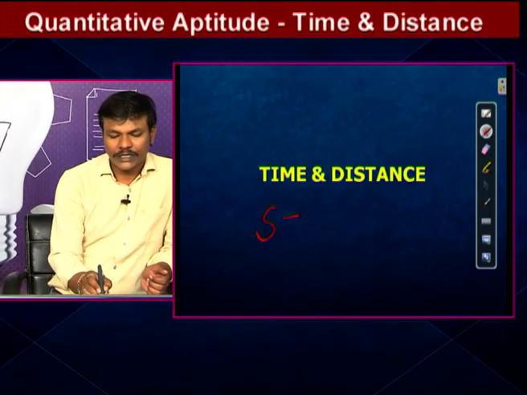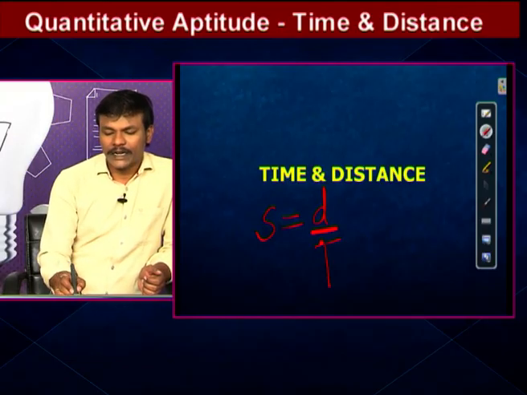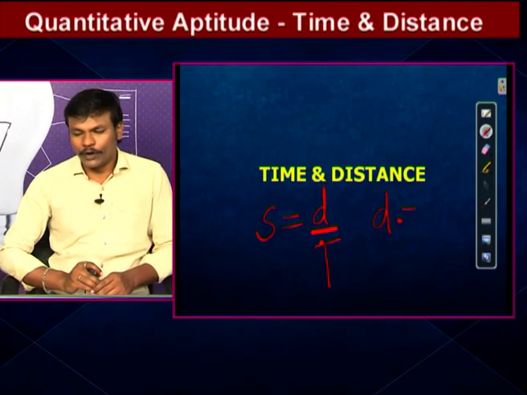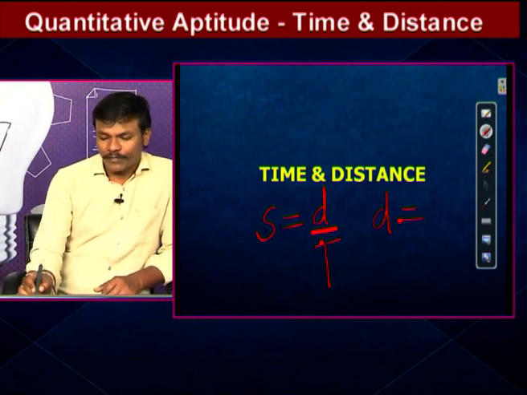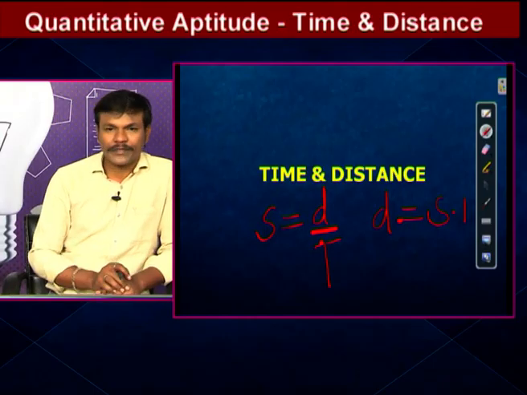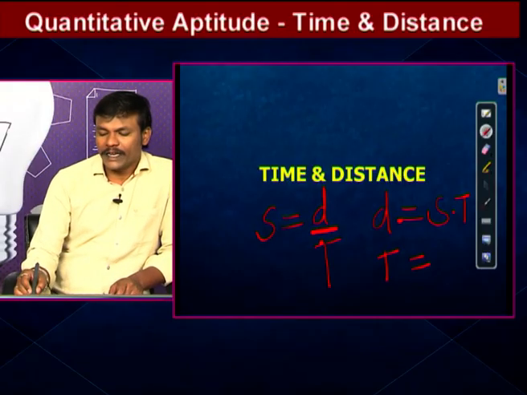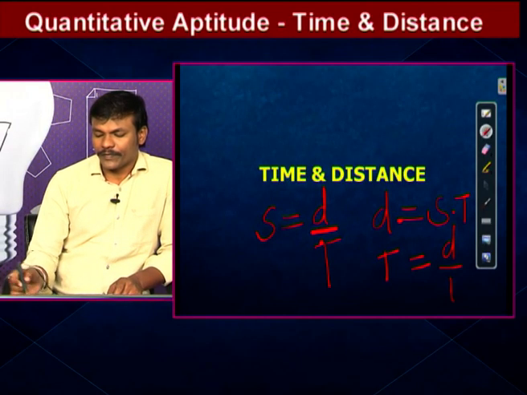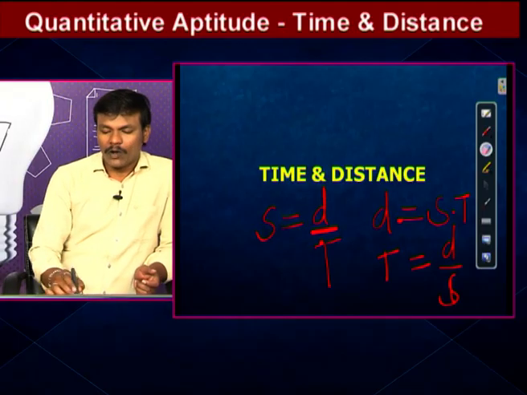Next, the basic formulas for speed, distance and time. The first one is speed is equal to D by T, S is equal to D by T. The next one, if you want to find the distance, D is equal to speed into time, S into T. The third is time, T is equal to D by S. These three formulas we have to remember in a single term, that is one magical triangle.